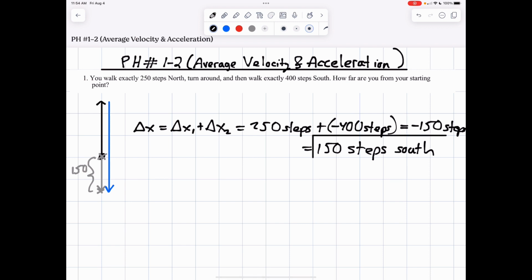Please remember to pause and rewind as needed, and also please remember to box or circle and highlight your work to separate it from your solution. So box or circle your solution, to separate it from your work.